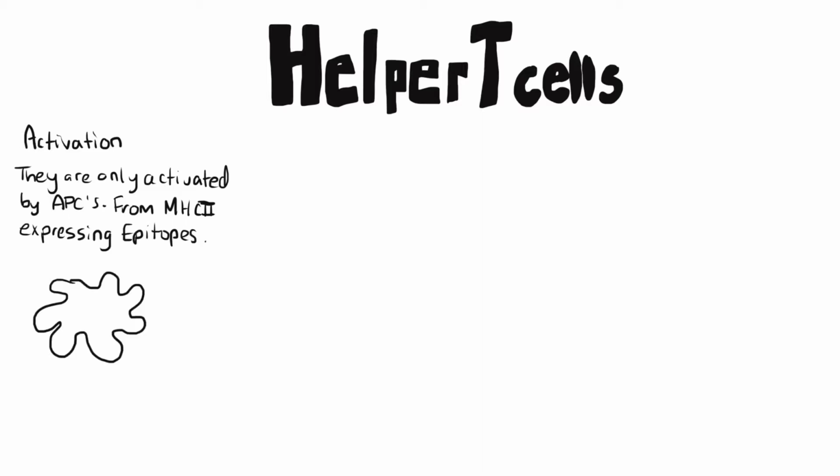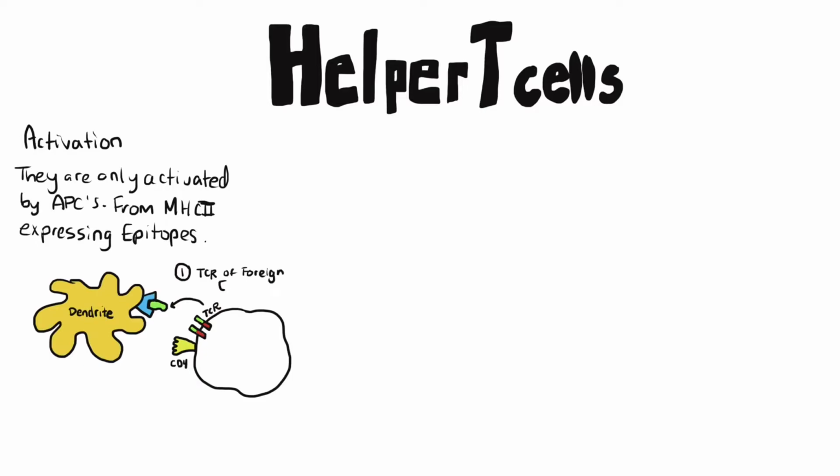They'll undergo a process where they phagocytose a pathogen and create an MHC2 molecule that is expressing the epitope of that pathogen that the helper T cell will then come and recognize using the TCR. Once the TCR has recognized it, the CD4 molecule will then bind to that MHC2 and anchor the two together.